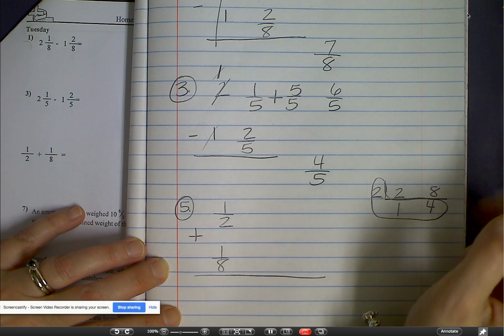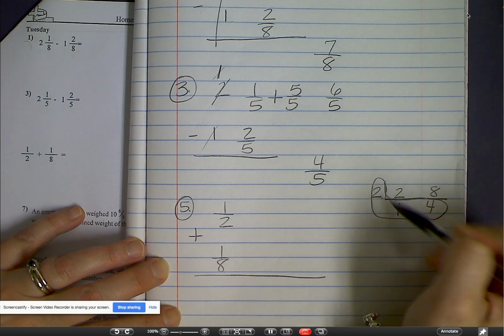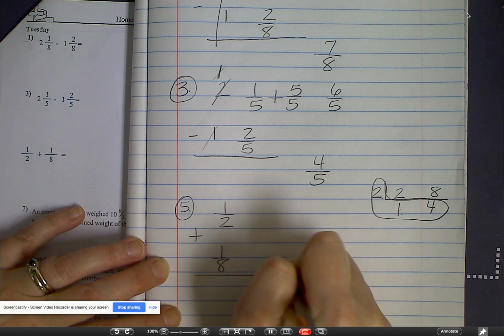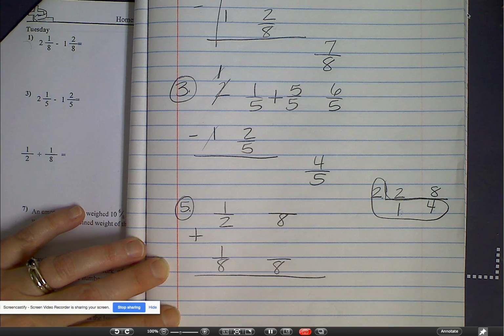So I am going to multiply these together. 2 times 1 is 2, and then 2 times 4 is 8. So 8 is my common denominator. If you didn't understand how I did that, rewind this and go back to it and try it. Listen to it again until you understand it.